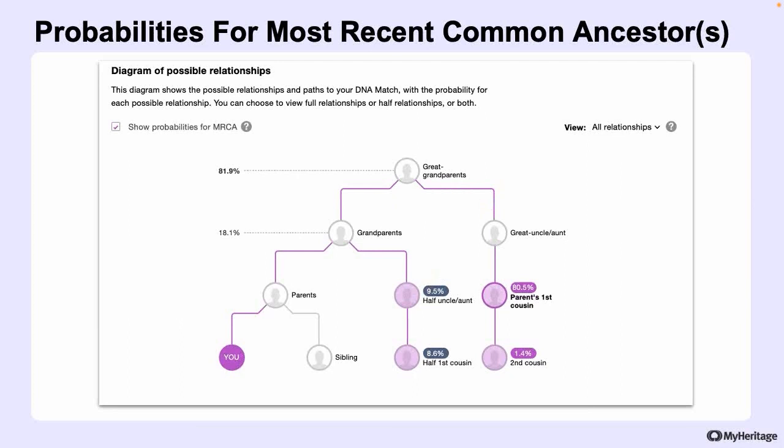So going back to our research questions, it sometimes interests us to know through whom we are related to this person. Sometimes it doesn't matter on which generation. Sometimes we want to focus on this part. And in that case, once you click on the checkbox of show probabilities for MRCA, we actually show you the overall probability that you and this DNA match share one of these specific most recent common ancestors. The most recent common ancestor is the closest shared ancestor of you and your DNA match.